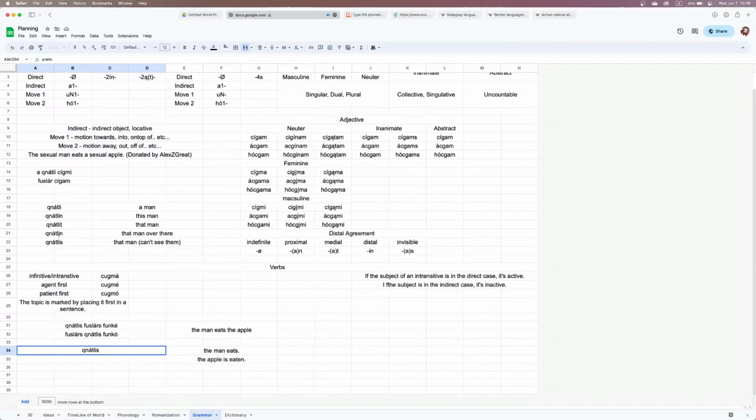Knatlis funka. Knatlis funka. And the indirect, afuslar. Afuslars funka, because it's in the indirect, it is the one being affected by the verb.